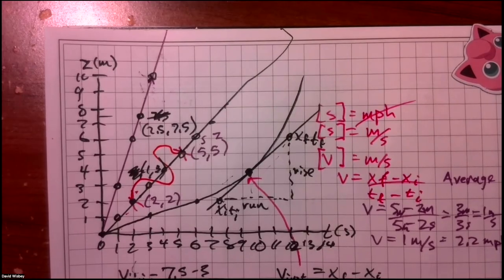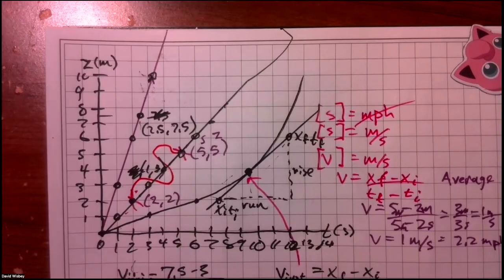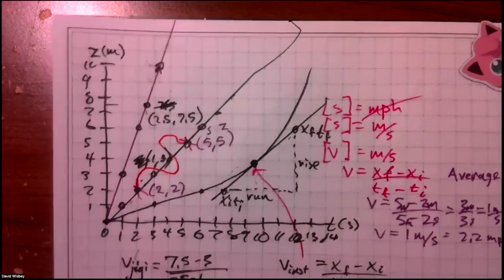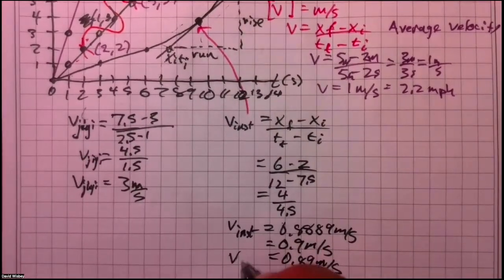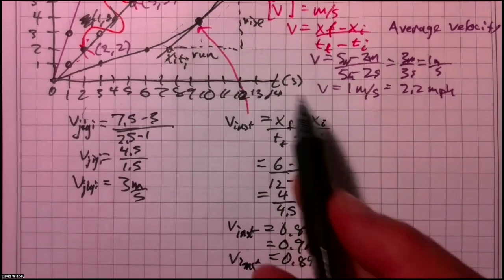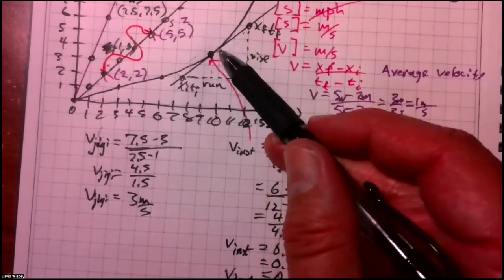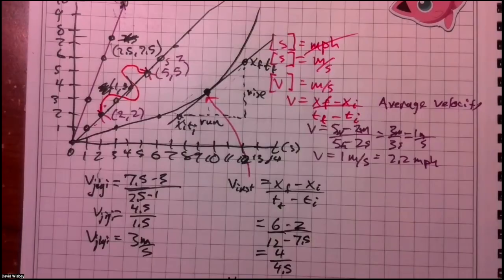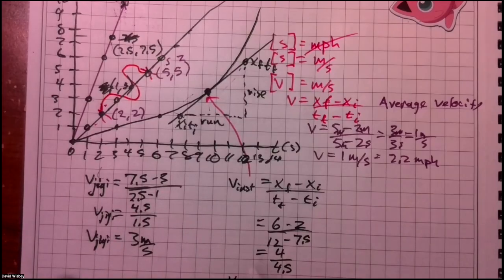This would be V instantaneous, but I'm going to round it off to 0.9 meters per second, since I only had one significant digit. So that's my instantaneous velocity at that point, from the tangent line to that curve. That's the difference between instantaneous velocity and average velocity. Instantaneous velocity is, what is my velocity at this one point?